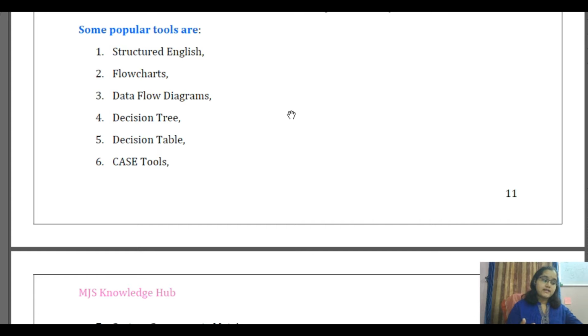Then come the condition entries. What are the condition entries? They show the possible permutations of the answers to the questions present in the condition stub. And what are action entries? Depending upon the answers to the questions present in the condition entry, the action entry shows the possible set of options or possible solutions in that column. This is about the decision table.